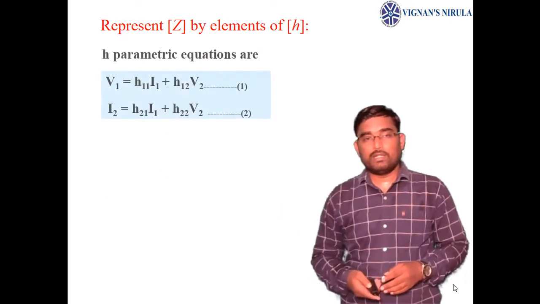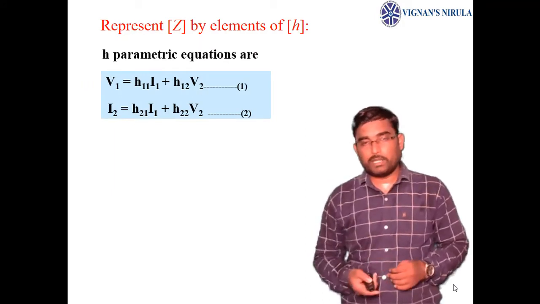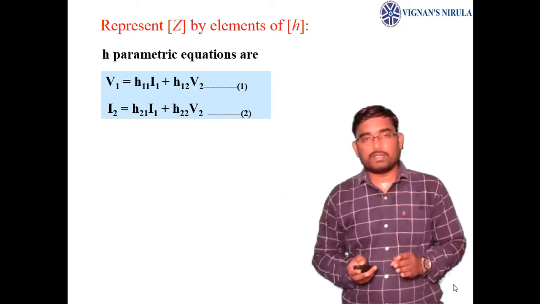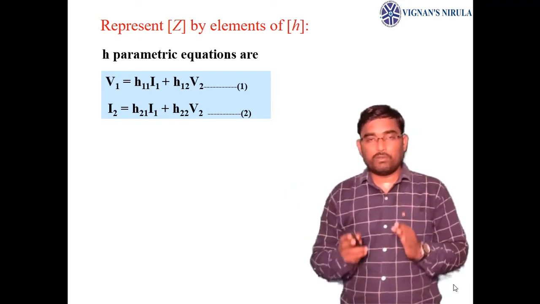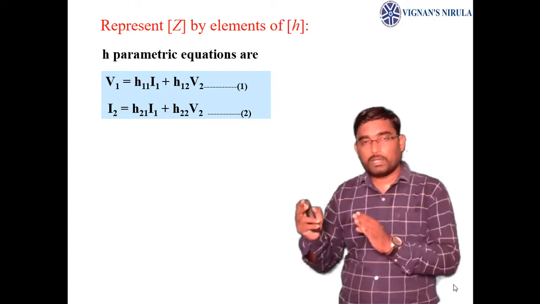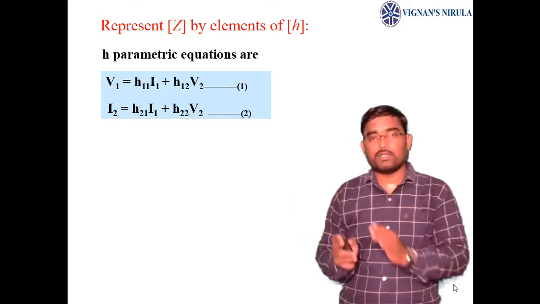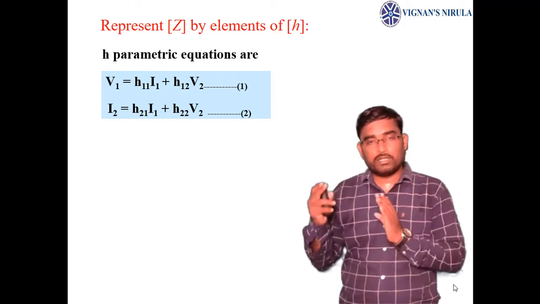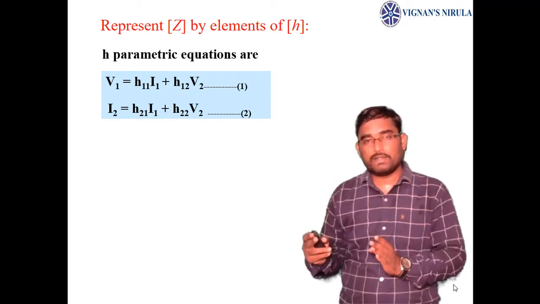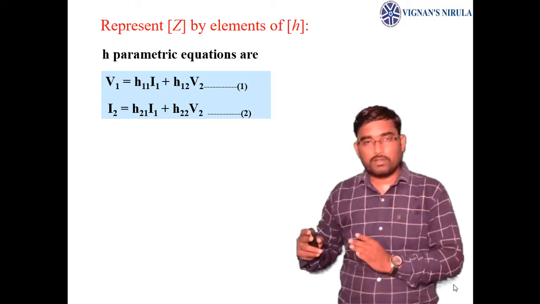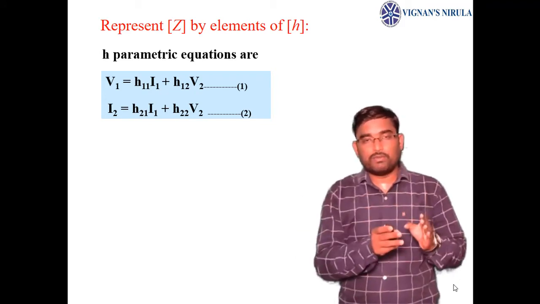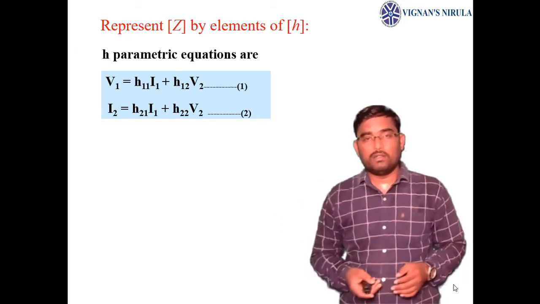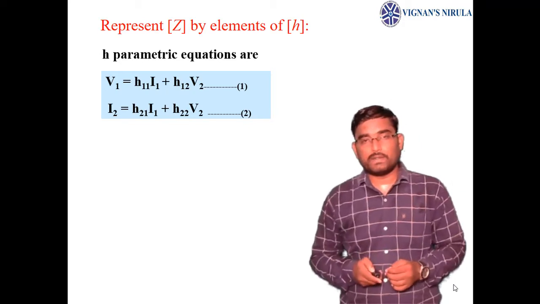So next, now let us write the z parameters in terms of h parameters. First we need to take the same process. First we need to take the h parametric equations. The standard process is, if you want to represent one parameter in terms of another parameter, first we need to take the other parametric equations, then we need to modify those equations, and we need to get the two finalized equations in such a manner that they resemble the equations of the first parametric equations, which is used to represent it in terms of other parameters.